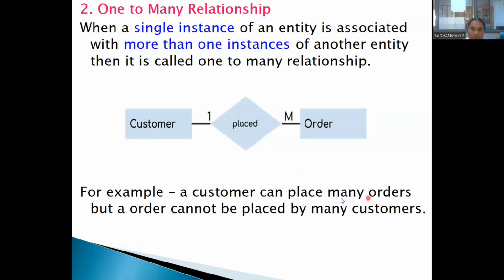For example, a customer can place many orders, but an order cannot be placed by many. So a single order cannot be placed by many customers. So this is a one-to-many relationship. One-to-many relationship example: customer with an order. Here it can be only one customer, but the orders can be many, but it is not reversible. So this is a one-to-many relationship.